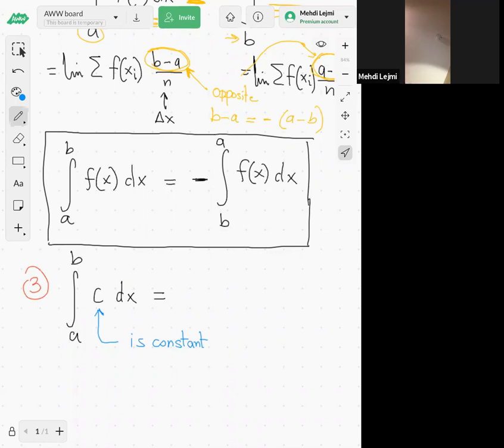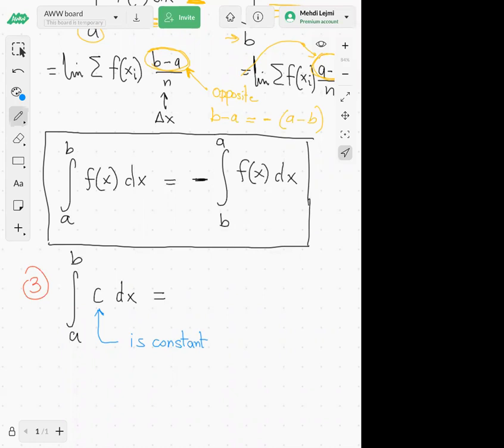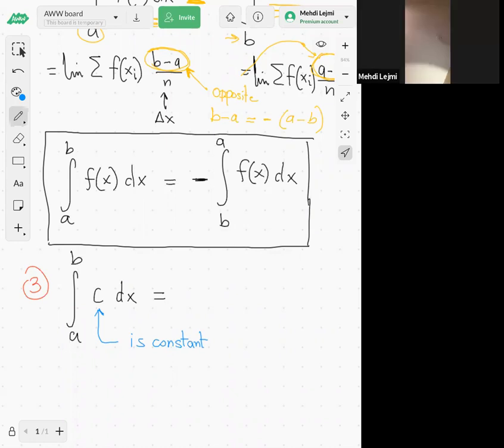If you don't want to use the definition, of course you can use the definition and compute this integral. So what's the interpretation of this integral? We have the interval from a to b. Your function f of x is just the constant c. So it's just this horizontal line. f of x is equal to c, it doesn't change.